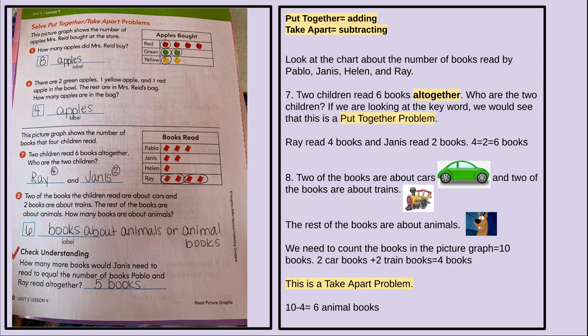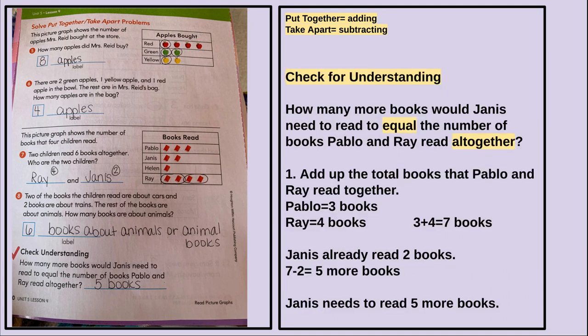Number 8, 2 of the books are about cars. 2 of the books are about trains, and the rest of the books are about animals. So we need to figure out how many books are about animals. You need to count the books in the picture graph, which would be 10 books altogether. If we know that 2 books are about cars, 2 books are about trains, that's 4 books, and the rest of them are about animals. So 10 minus 4 equals 6. And this is a take apart problem.